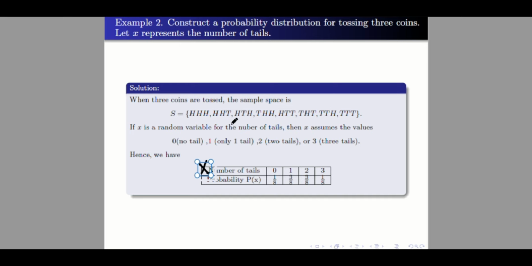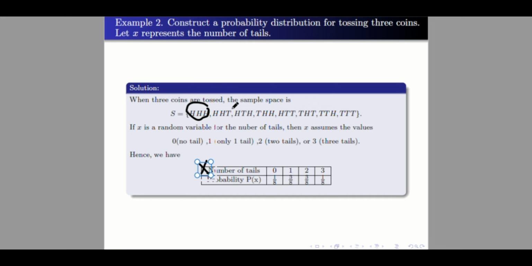Now what is this? 1 over 8. Of course, we have 1, 2, 3, 4, 5, 6, 7, 8. There are 8 elements or possible outcomes of this sample space. So for the 0, we only have 1 outcome with no tail. So we have 1 over 8.